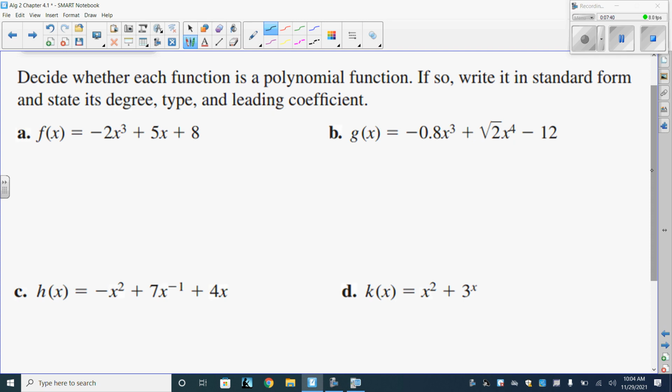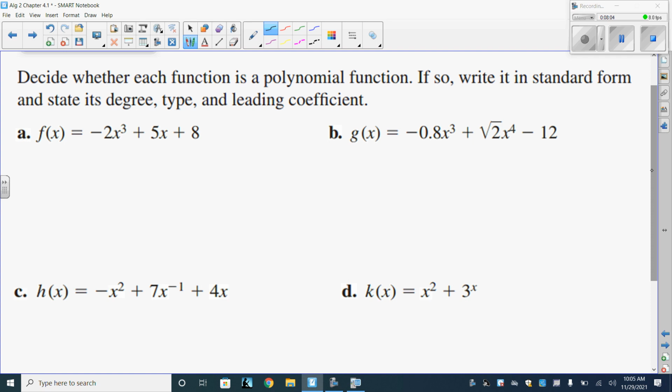So these next set here, decide whether each function is a polynomial function. If so, write it in standard form, state its degree, type, and leading coefficient. So we look at A. Can we say that negative 2x to the third plus 5x plus 8 is a polynomial function?